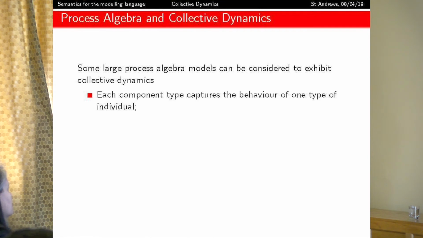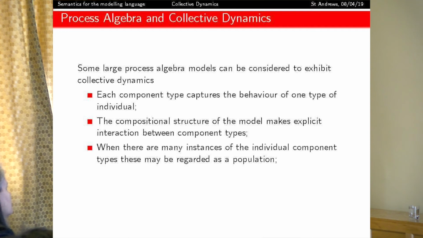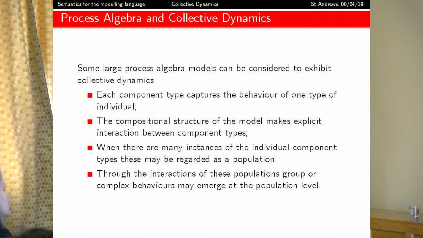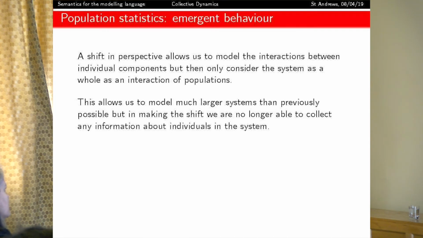So this can happen when we have components which typically have quite small behaviour themselves, but we have a compositional structure that shows how the components are interacting, and we have large numbers of individual components of a certain type which can be regarded as a population, like those clients. And then the interactions of the population groups lead to an emergent behaviour at the population level. So this shift in perspective lets us use different mathematics essentially to model our system.